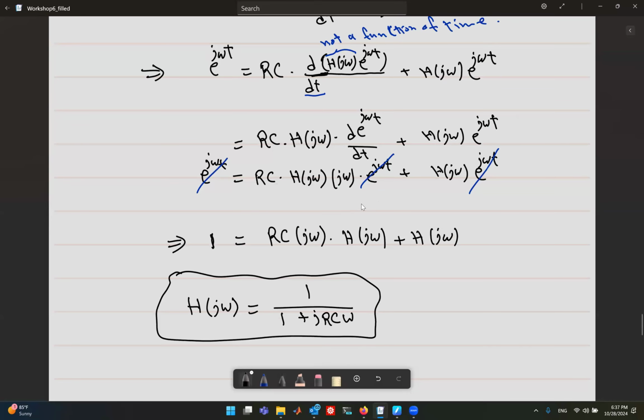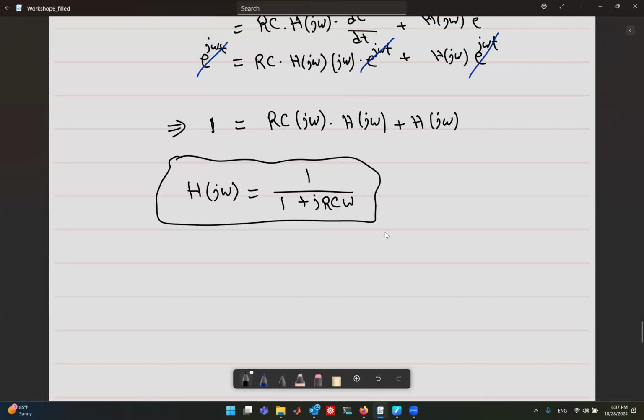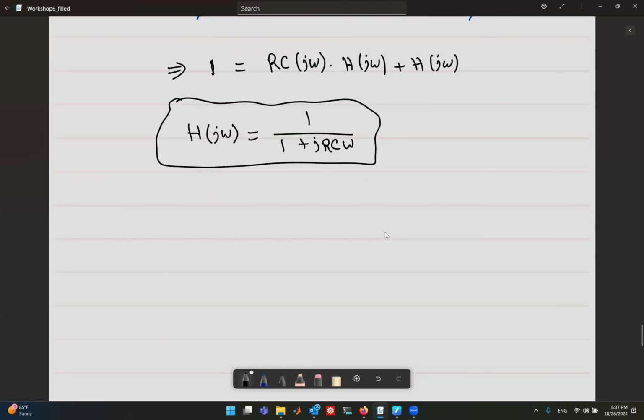Now, I think we're out of time, but I'll give you something to think about, and we might do it in the next session. It is part C. Find the output for this input, which is sine of 2 divided by RC times t.